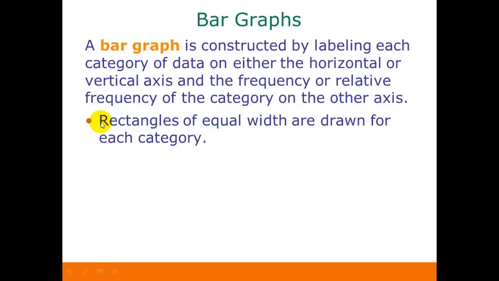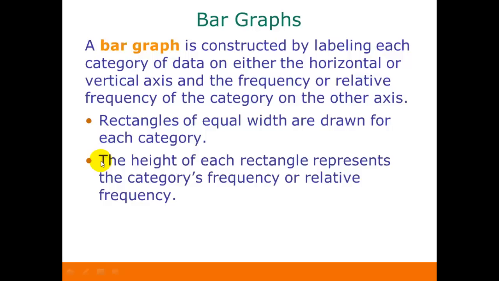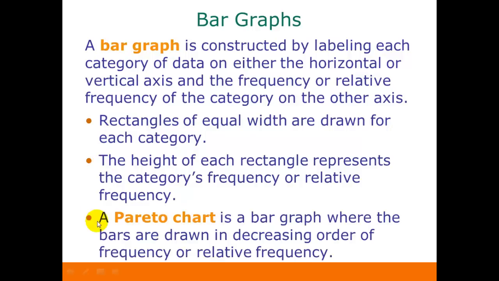So we draw rectangles of equal width for each category. The height of each rectangle represents the category's frequency or its relative frequency. And we have a slightly different type of graph called a Pareto chart. It's just a bar graph where we draw the bars in decreasing order of frequency. In other words, the category with the highest frequency is going to be on the left, and it's going to decrease down to the category with the lowest frequency, which will be on the right end of the graph.